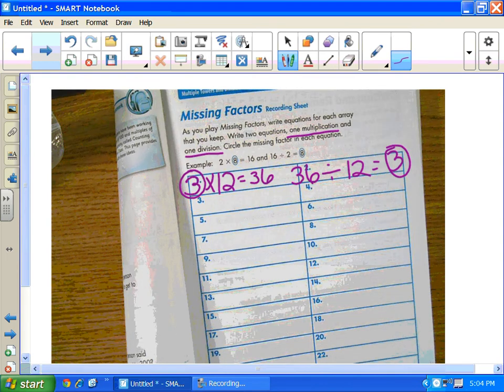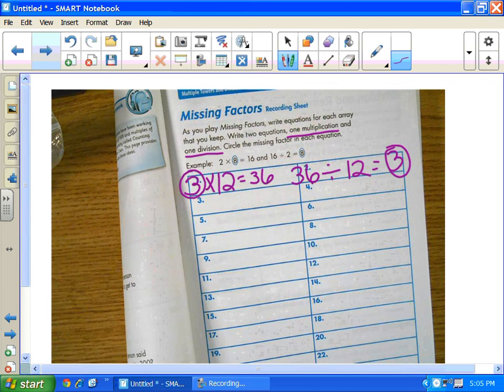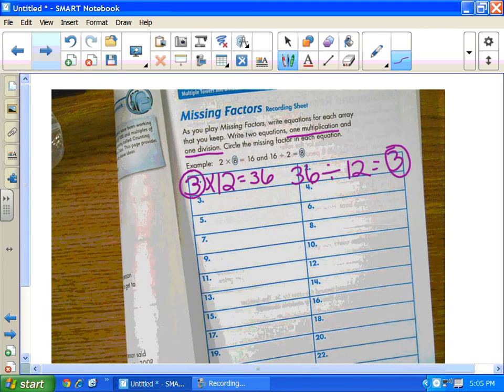Then the next player will go doing the same thing, picking an array card, seeing if they can state the missing factor. If they do, they write down on their recording sheet a multiplication equation and a division equation, and circle the missing factor in each. The player with the most cards, when time is called or when all the cards on the desk are gone, wins.